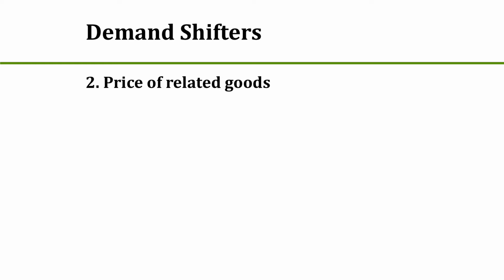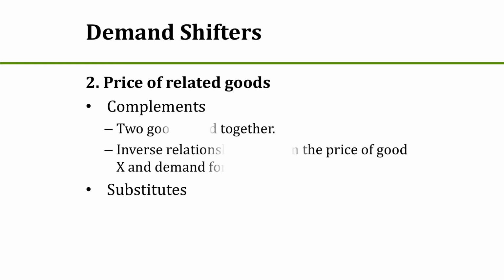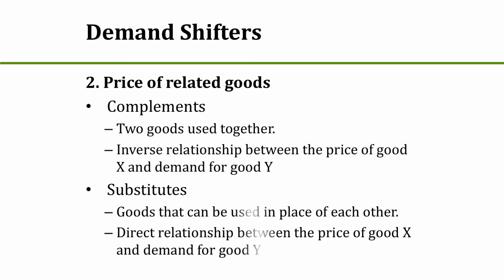The second demand shifter is the price of related goods. So we are going to cover two different types of related goods. The first one is the complements, and the second one is the substitutes. Complements are the goods that you use together. For example, sugar and tea, or cream and coffee. Substitutes are the goods that can be used in place of each other. For example, Pepsi and Coca-Cola.